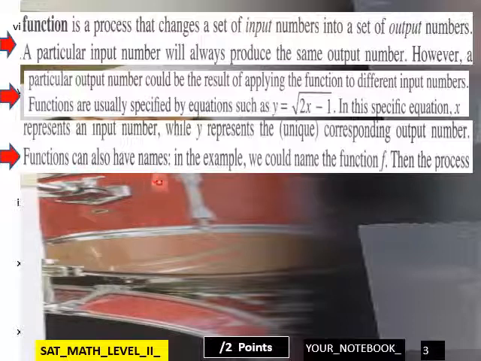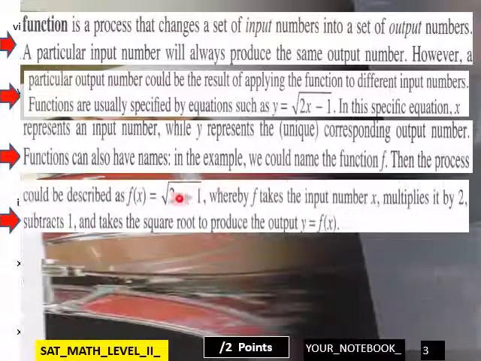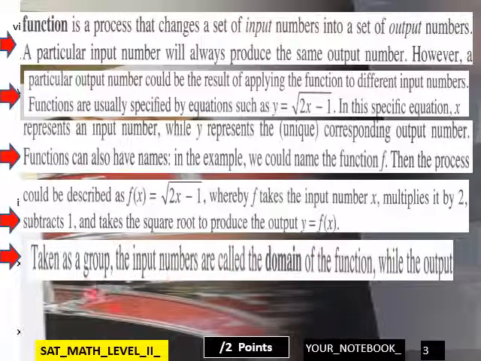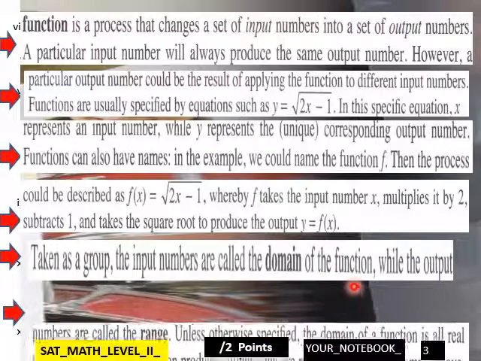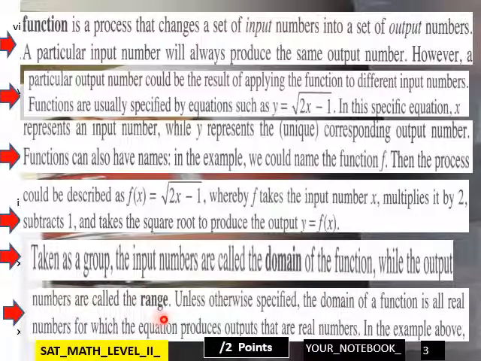Functions can also have names. In the example, we could name the function f. Then the process could be described as f of x equals radical 2x minus 1, whereby f takes the input number x, multiplies it by 2, subtracts 1, and then takes the square root to produce the output y equals f of x. Taken as a group, the input numbers are called the domain of the function, while the output numbers are called the range.